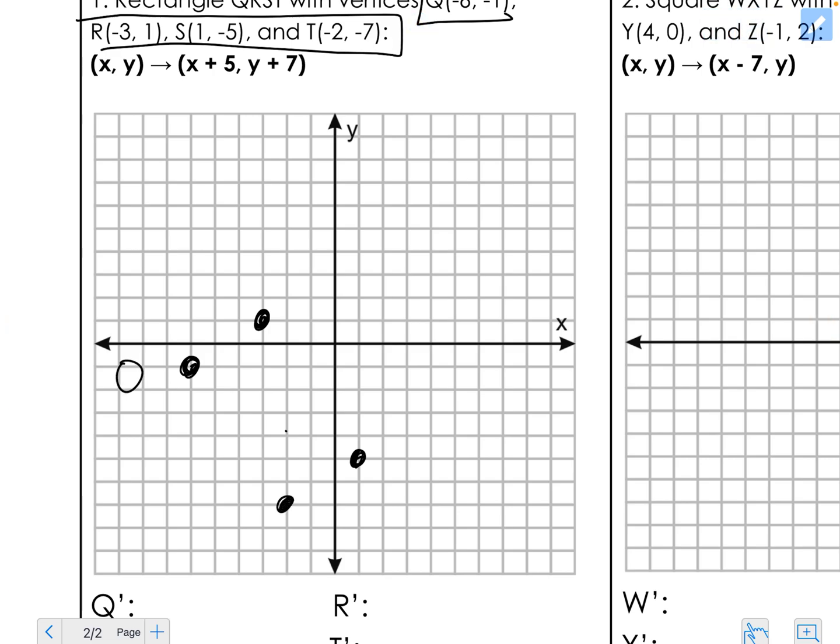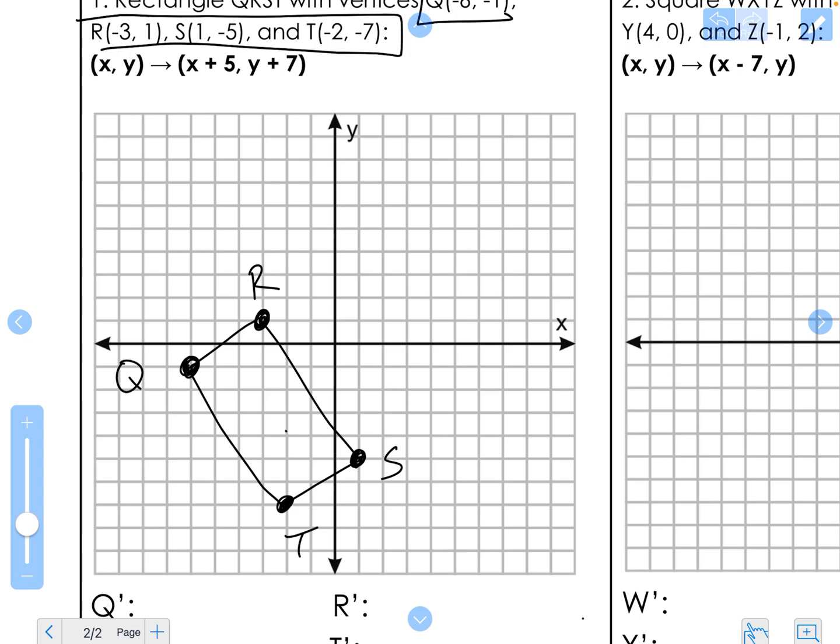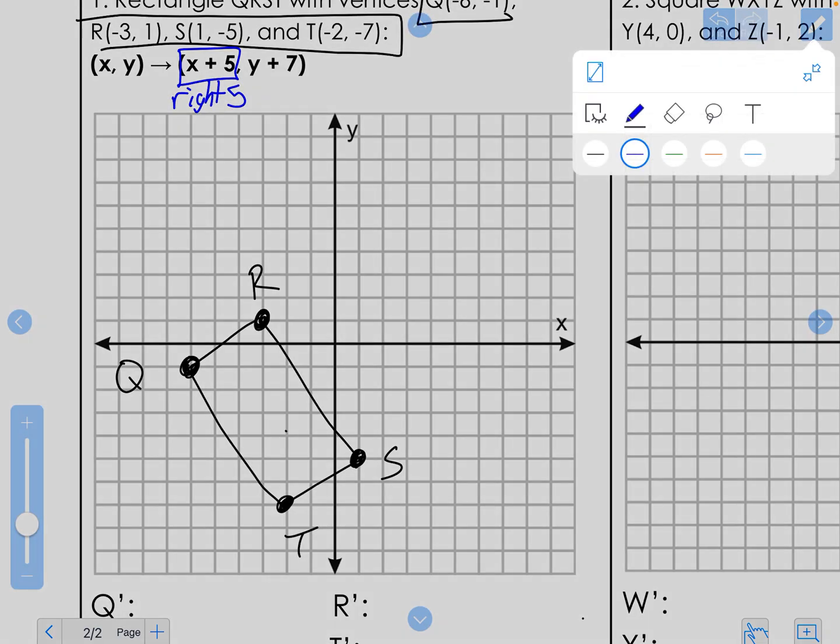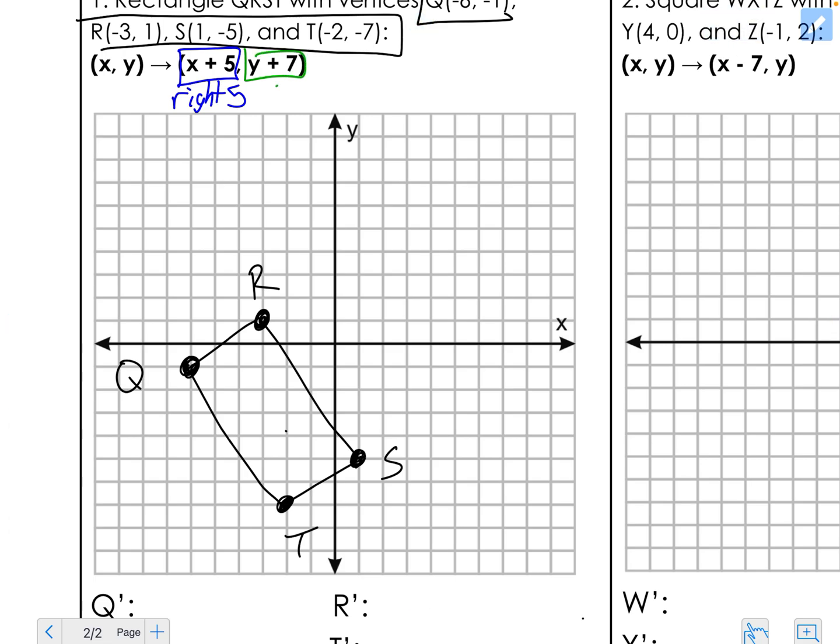So this is Q, R, S, T, and this is my pre-image, or the image that I'm given. Now let's look at our rule that we need to apply. It's x plus 5, and so it's positive, so I know we're going to go to the right 5. And if it's plus 7 for y, we're going to go up 7 because positive means up.